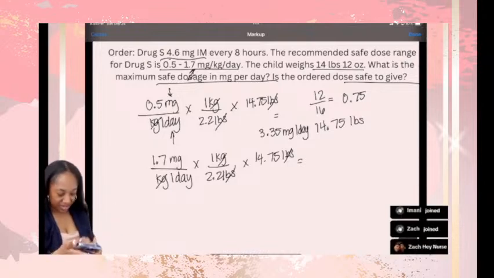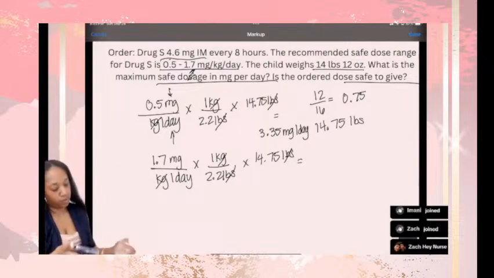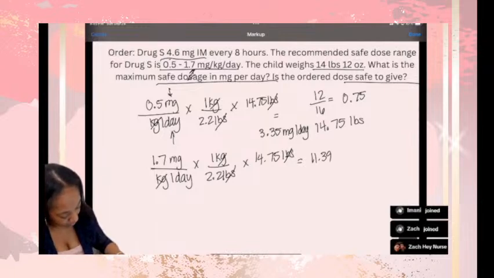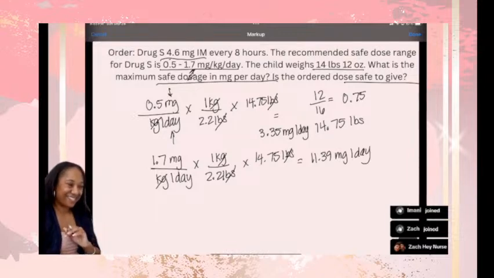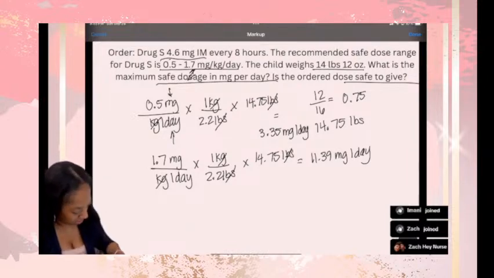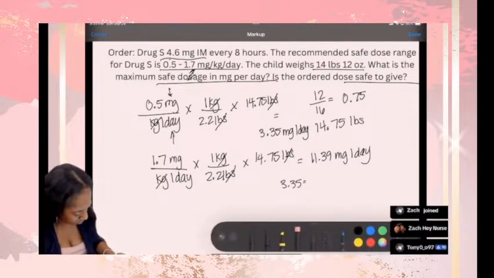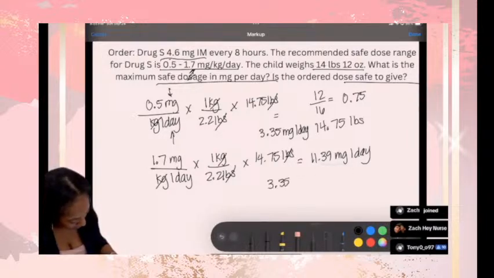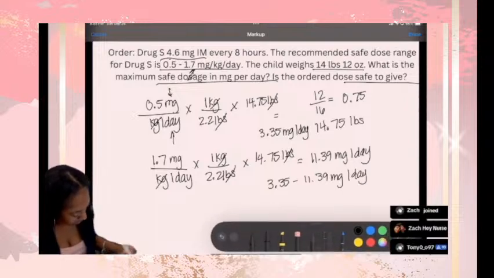All right, so 1.7 times 14.75 divided by 2.2. It's going to be 11.39 milligrams per day. So our range is 3.35 to 11.39 milligrams in the whole day.